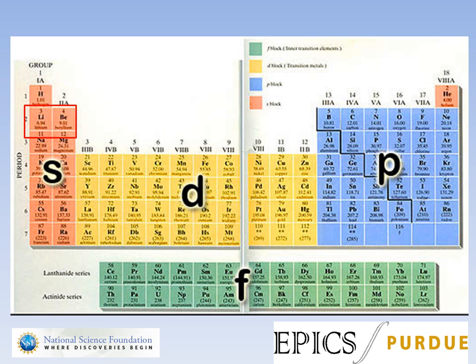Then we move down to row 2, which represents the second energy level. Lithium has one more electron than helium, so it has its 1s2 along with the 2s1. And beryllium has one more, so its configuration is 1s2, 2s2. So 2s2 would be our next term.